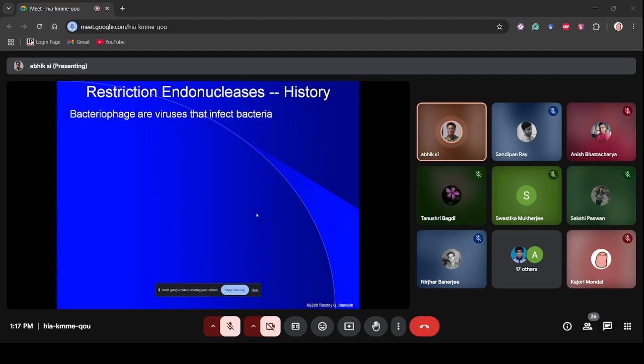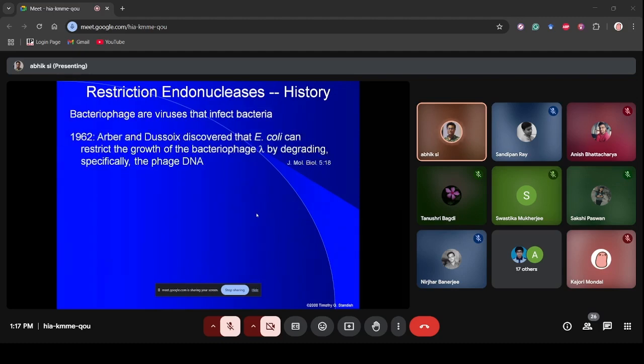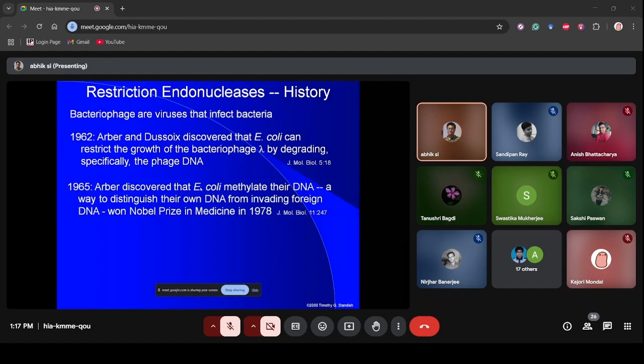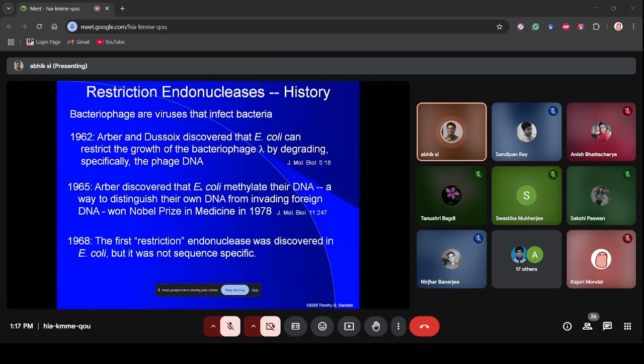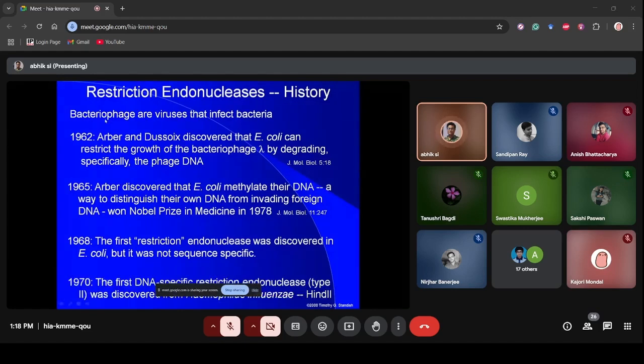Okay, restriction endonuclease. Who produces that? Bacteria produce that. Bacteria are prokaryotes which can produce this restriction endonuclease. They produce it to protect themselves from virus attack, and the virus which can infect bacteria is known as bacteriophage, or simply phage.